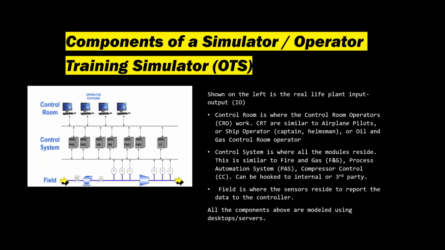So here, the simulator consists of a control room. This is the control room. The control room is typically far away from the plant. For the simulator, we hook the control room to the control system. The control system here has a fire and gas system, a process automation system, and compressor control, CC.